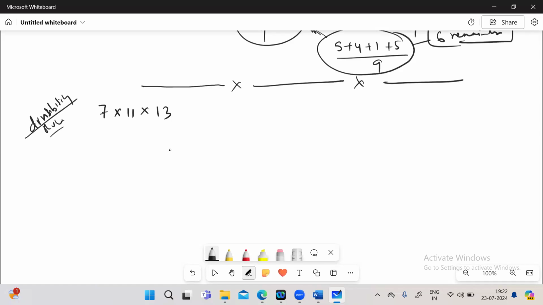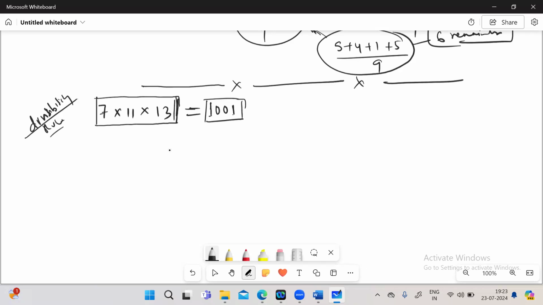And this is very important because many of the questions will be based on this. You might get a question based on this in your exam. This particular concept sometimes helps a lot in solving questions in the exam. So what will you get here? 1001. Somebody check this on calculator. Yes, sir. I get 1001.